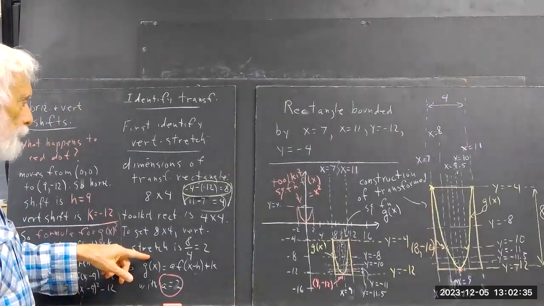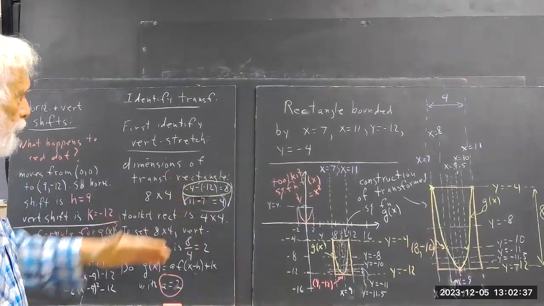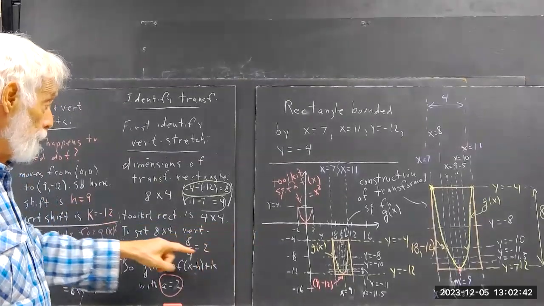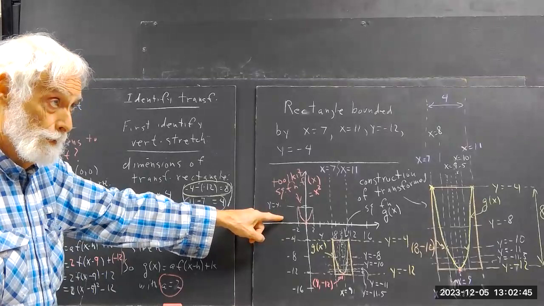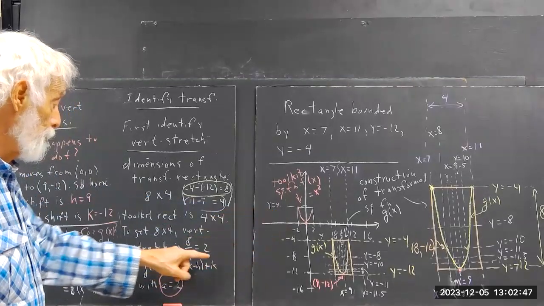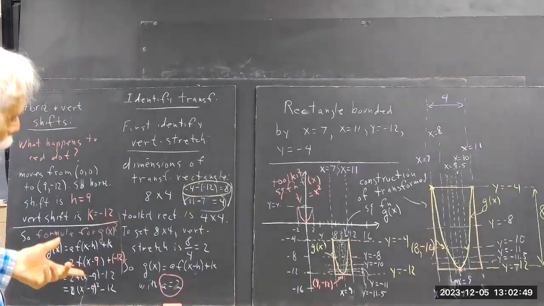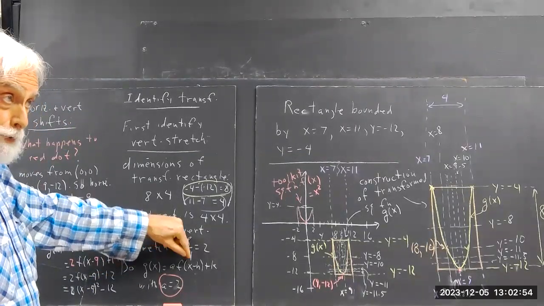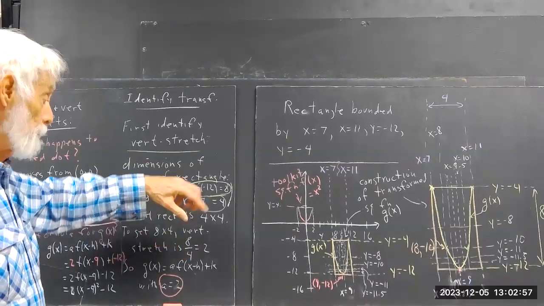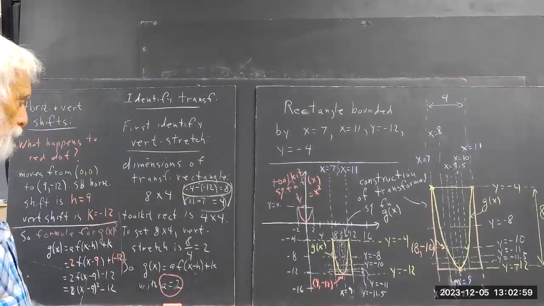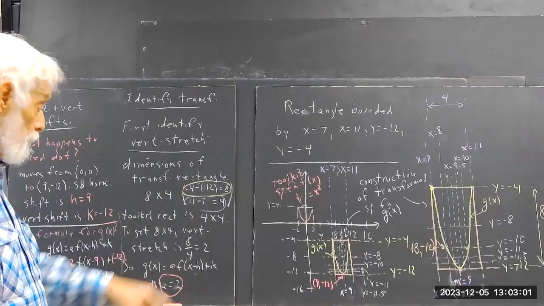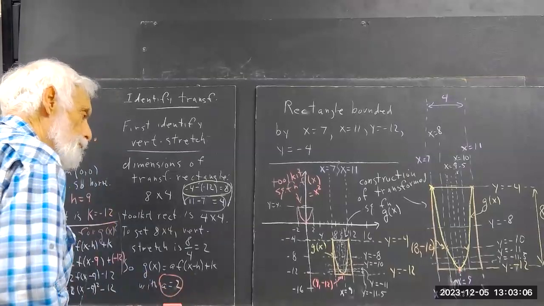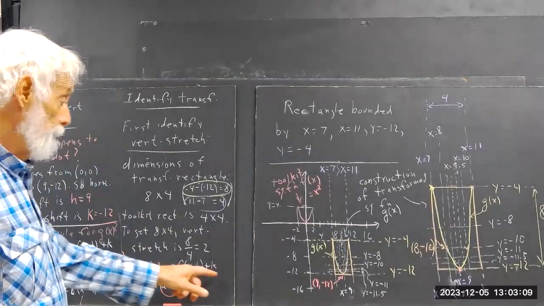So vertically we go from 4 units to 8 units. We divide 8 by 4, just divide the vertical dimension of this one by the vertical dimension of the toolkit, the 4 by 4 square, and you get the vertical stretch. So now we've identified the vertical stretch, and we know that A is the vertical stretch in this form, because A is multiplied by whatever your original y coordinate was. Okay, so there it is. So A is 2. Now we have to figure out what H and K are.